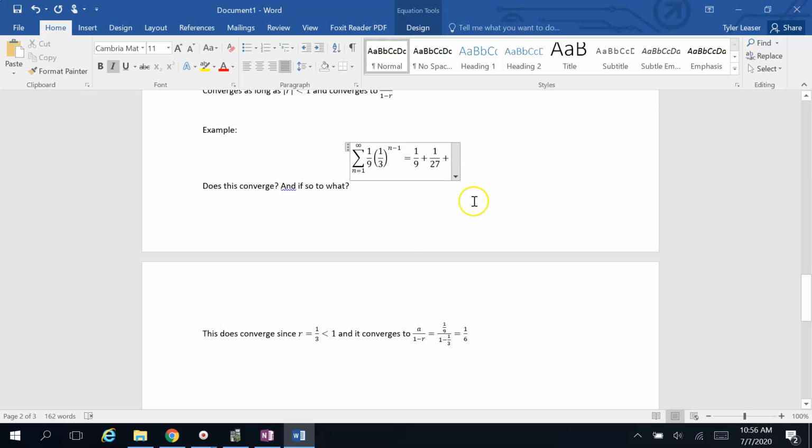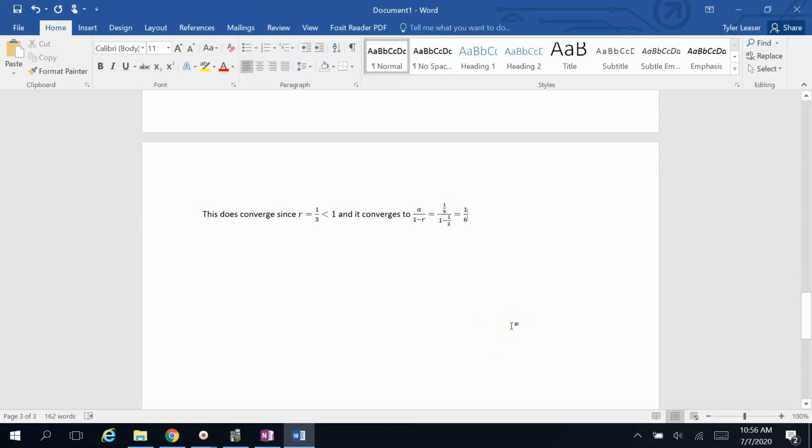And then there's just a pattern to it. Every single time we're just multiplying by a 1/3. So the next one's going to be 1 over 81 plus whatever 1 over 81 times 1/3 is, and so on and so forth. So if I take this infinite sequence of values that are all added together as a series, those all add up to be 1/6.